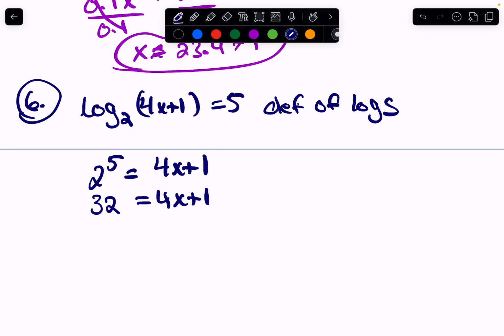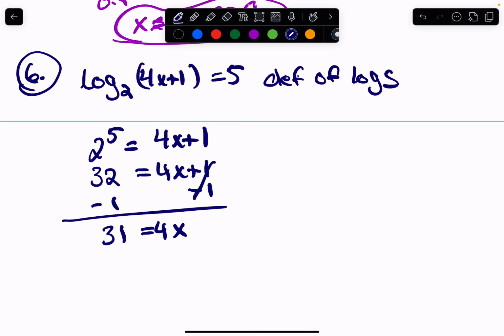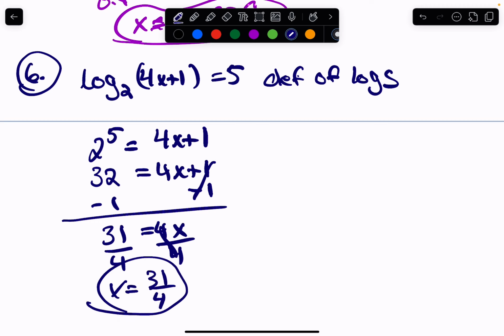We're going to subtract 1 from both sides, and we get 31 equals 4x. Divide by 4, and we get x equals 31 over 4. And going back to the checking, you should always check, just because you might get one of the extraneous solutions. So that should be something that you do anyways.